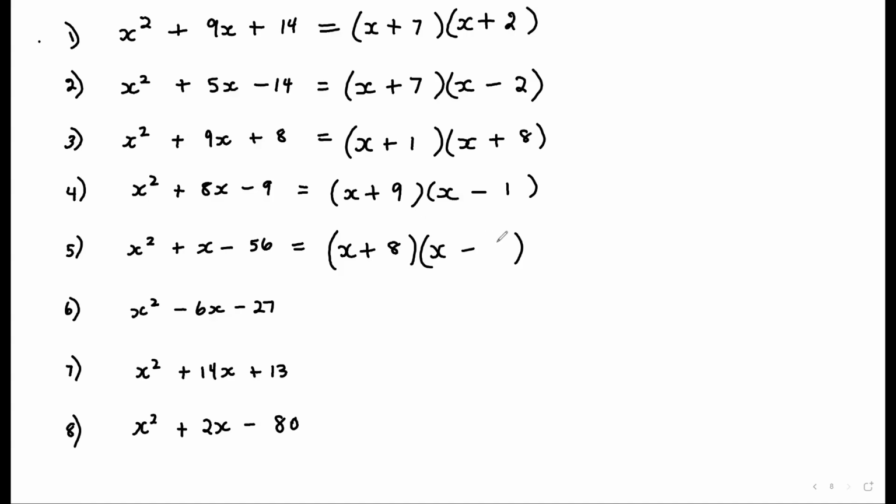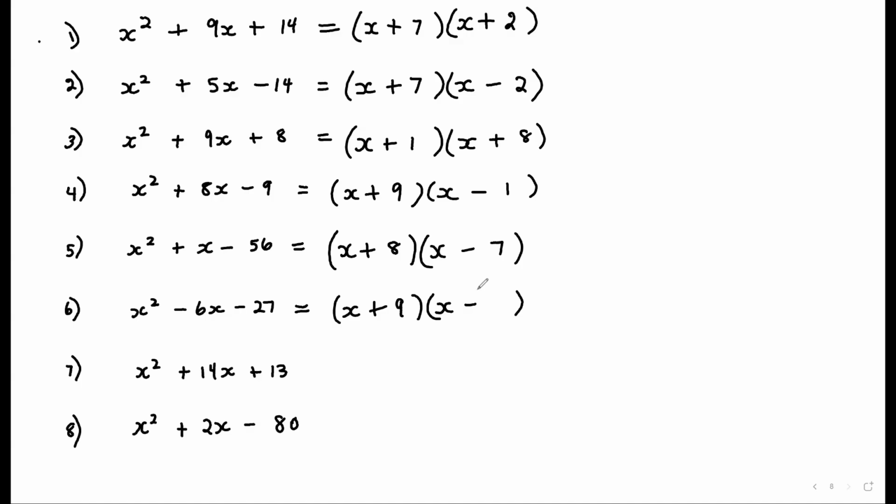because 8 times -7 will give me -56, and 8 take away 7 will give me 1. In number 6, E and C are both negative. Once C is negative, the two factors will have different signs. So you're going to have plus and minus, and it will be 9 take away 3.